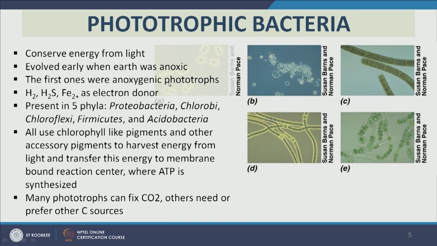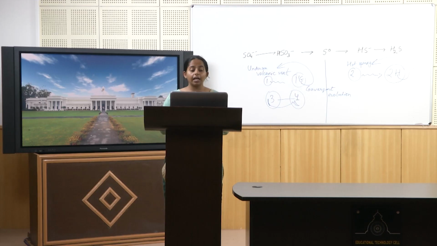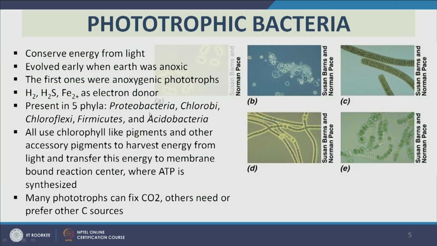So, anoxygenic phototrophs, if you remember from the previous lectures, are phototrophs that use light as a source of energy, and they do not generate oxygen. So, they do not use water as electron donor. They might use other electron donors such as hydrogen, hydrogen sulfide and ferrous iron. They are distributed in 5 phyla: Proteobacteria, Chlorobi, Chloroflexi, Firmicutes and Acidobacteria.